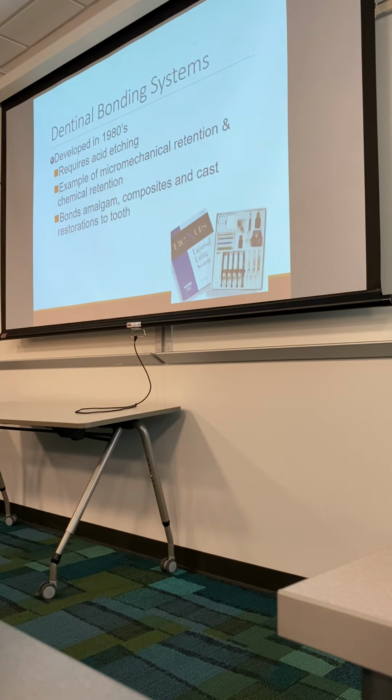This is micromechanical and chemical. It can actually bond amalgam, composites, and cast restorations to teeth. So we have a lot of self-etching, self-bonding cements these days for crowns and stuff like that. A lot of them come in like a 2-tube push, and then the tip will mix it for you. We're gonna do it the old school way. We're gonna mix a little bit of powder, a little bit of liquid, but it's evolved into these newer technologies.